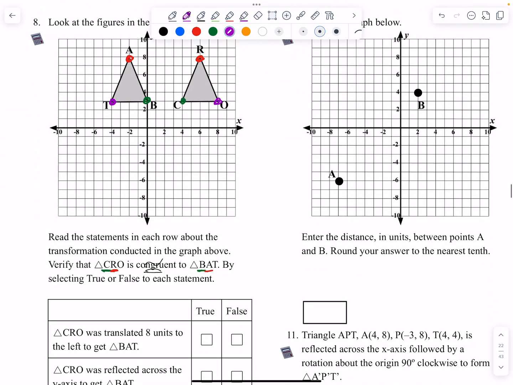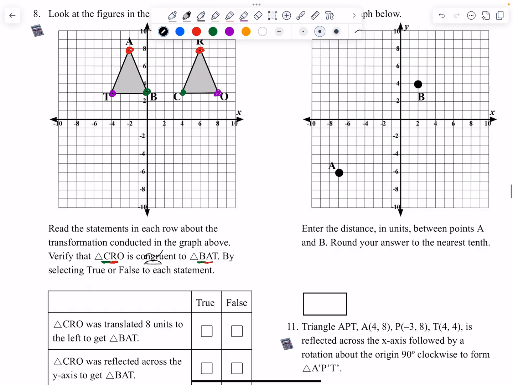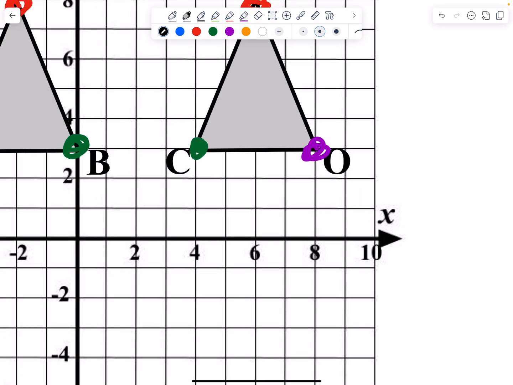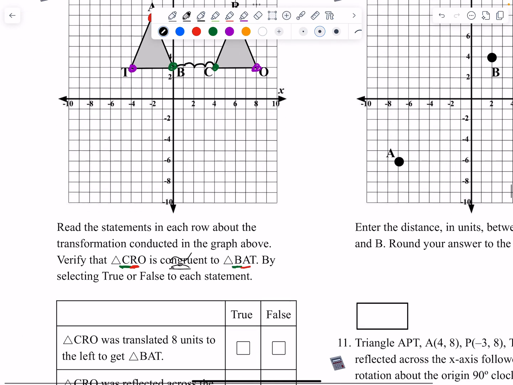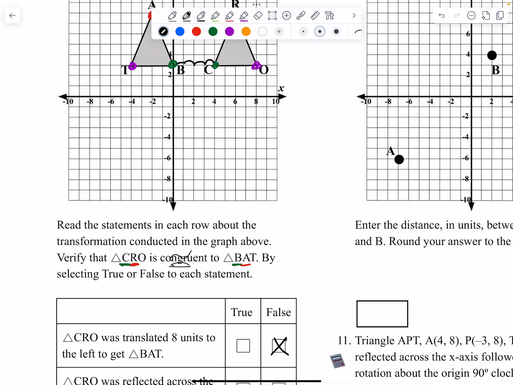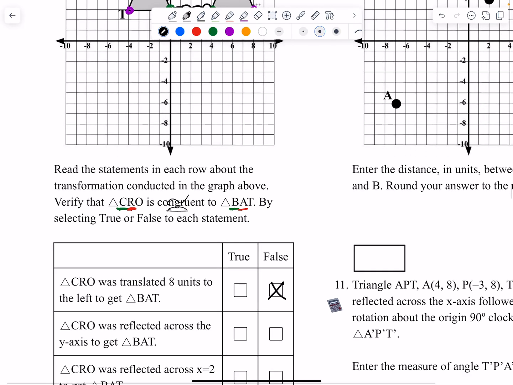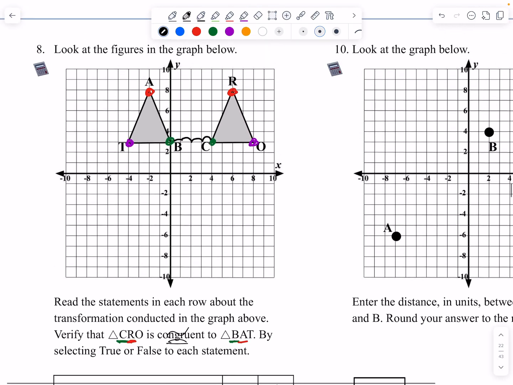So let's see, is this true? Well, CRO was translated 8 units to the left to get BAT. Well, that means that my C had to get to B. That is 1, 2, 3, 4. Yeah, no, that did not work. That is false. Okay. CRO is reflected across the y-axis to get BAT.